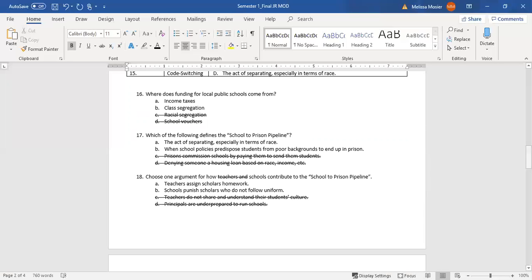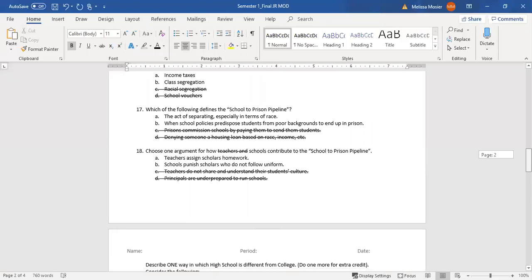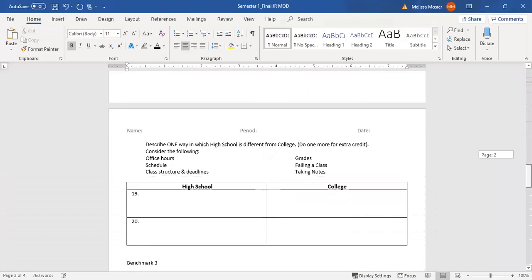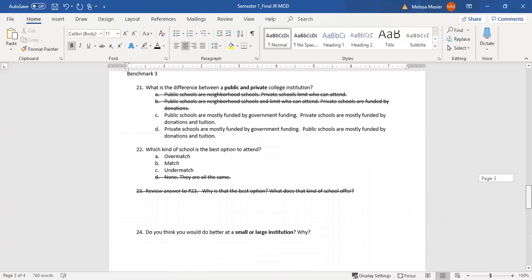18, choose one argument for how schools contribute to the school to prison pipeline. A, teachers assign scholars homework, or B, schools punish scholars who do not follow uniform. For 19, describe one way in which high school is different from college and consider office hours, schedule, class structure and deadlines, grades, failing a class, or taking notes. And 20 is there so you can do one more for extra credit.